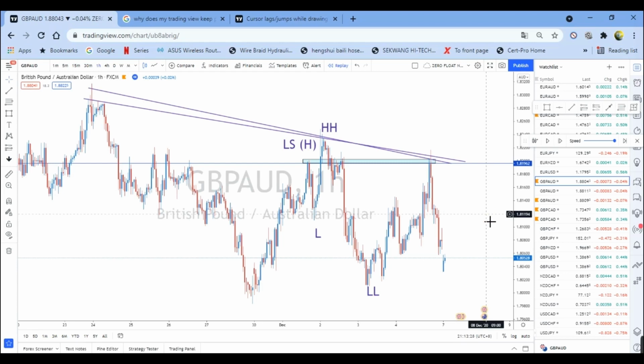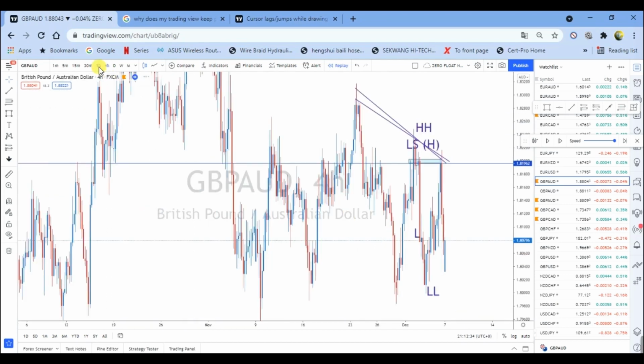I hope that really helps you on how to identify this QMC. Plus, we use the higher time frame as our multi-time frame analysis to find our confirmation.